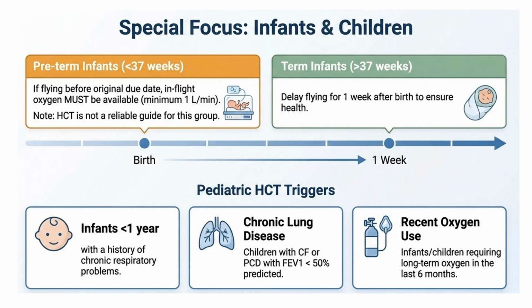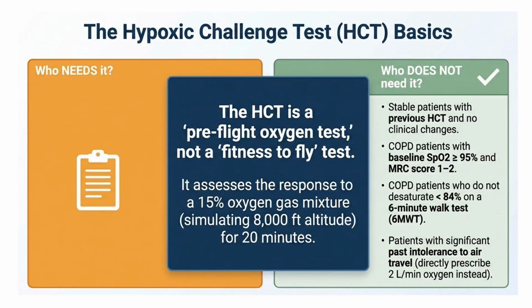In the pediatric population, infants less than 1 year usually have chronic respiratory problems, and also some chronic diseases like cystic fibrosis or primary ciliary dyskinesia with FEV1 less than 50 and recent oxygen use. These types of pediatric patients need an HCT. HCT means hypoxic challenge test. We'll see it later. So what is a hypoxic challenge test?